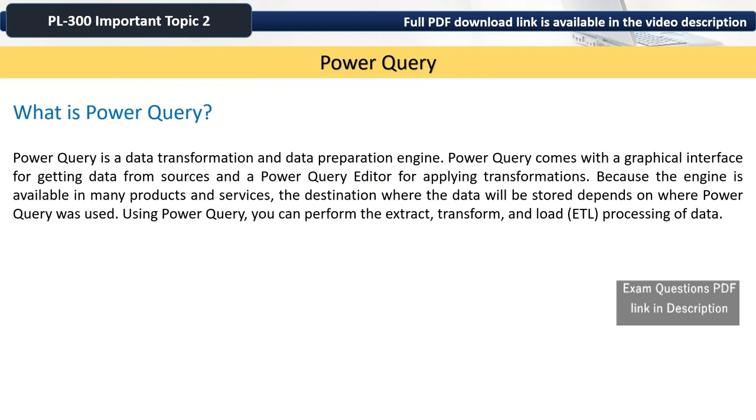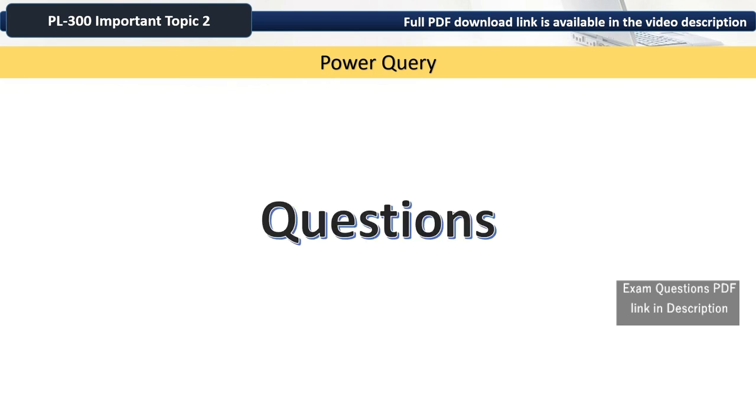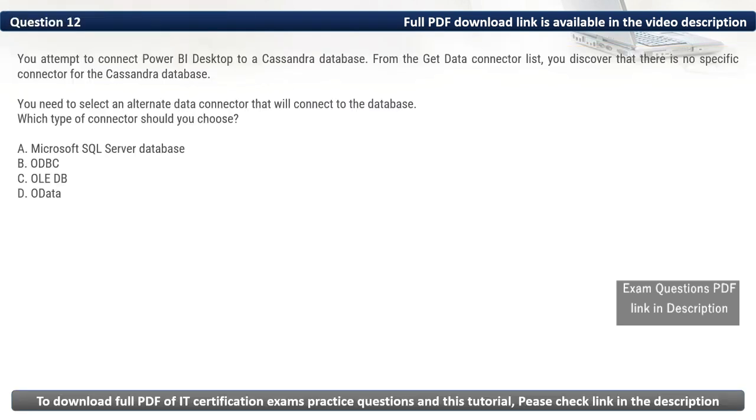Using Power Query, you perform the extract, transform, and load processing of data. To the questions related to this topic, question 12. You attempt to connect Power BI Desktop to a Cassandra database. From the Get Data connector list, you discover that there is no specific connector for the Cassandra database. You need to select an alternate data connector that will connect to the database. Which type of connector should you choose?